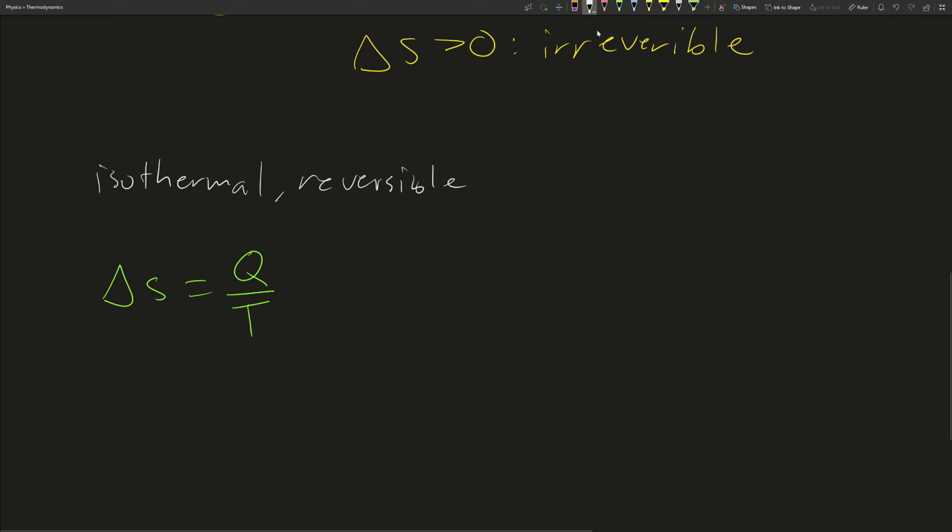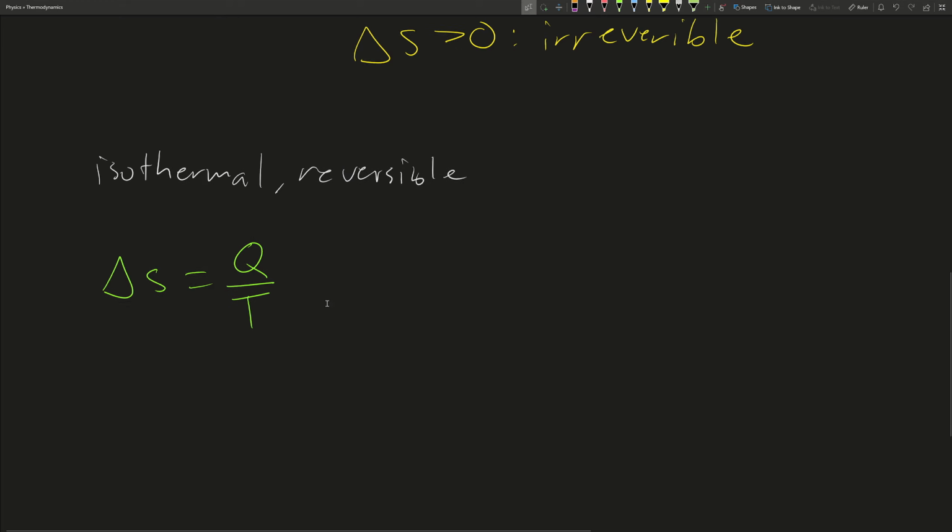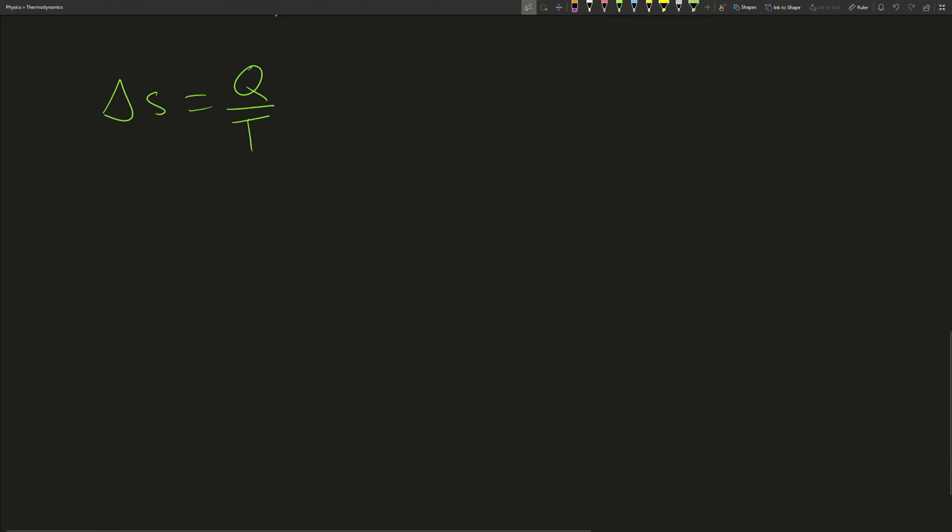So now, we can apply this equation to show why, if you bring something that's hot into contact with something that's cold, the direction of heat transfer will be from hot to cold. So let's just say that you have two objects here. So you have something at temperature 1, and then you have something at temperature 2.